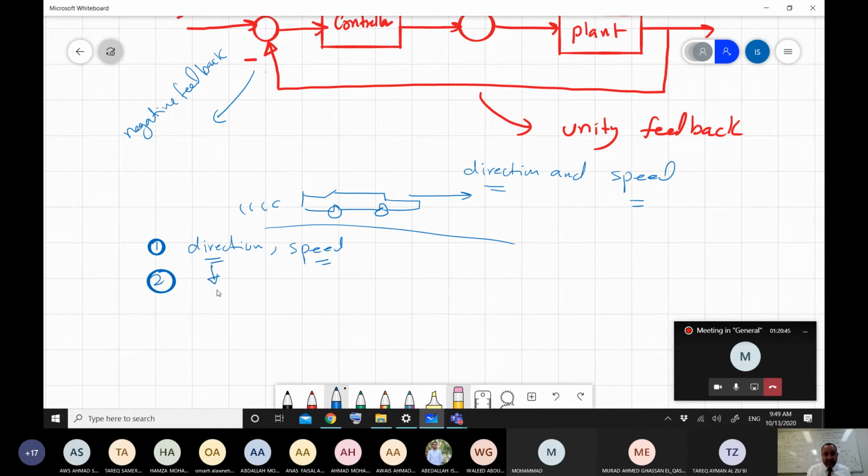For the direction, I'm having what? The steering. And for the speed, what am I having? The gas pedal and the speed button. The engine, let's say. In the end of the day, it will be the engine. Now, I need the controller, the third element, the controller.